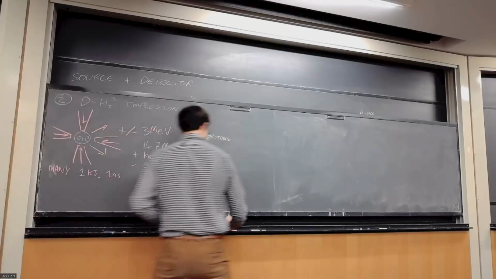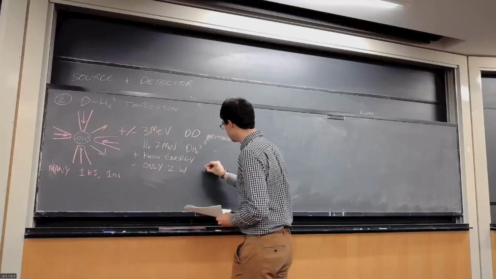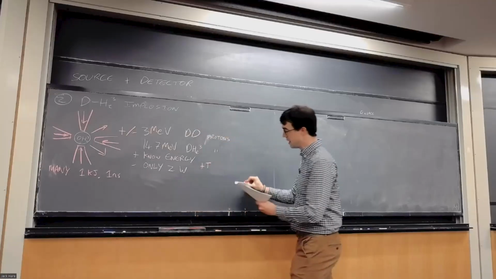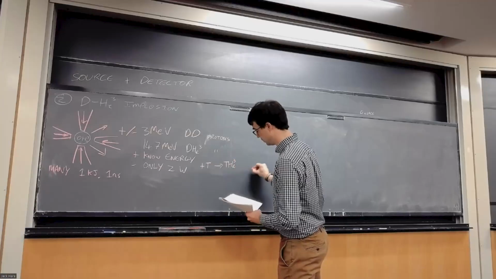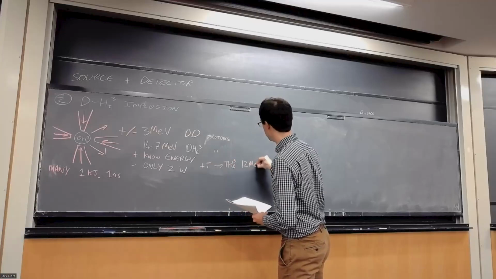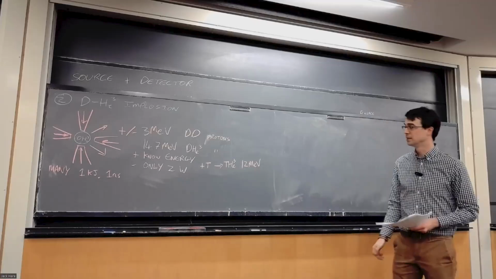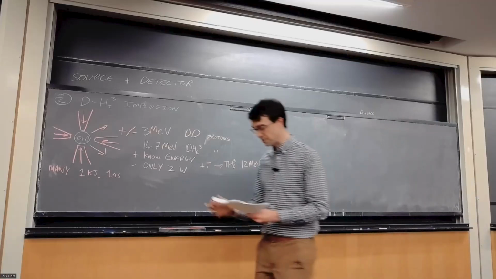People have recently added a little bit of spice in the form of some tritium. And then you also get the tritium helium-3 reaction, which gives you a proton at 12 MeV. So that gives you a triparticle source. So that's nice. Now you have 3 particles. So that's pretty good.